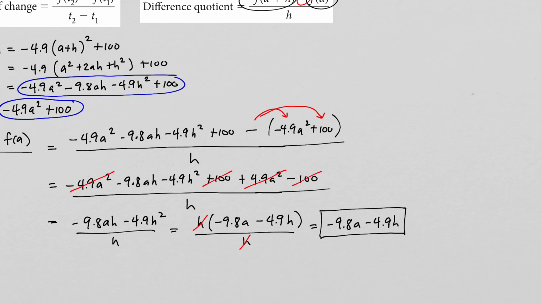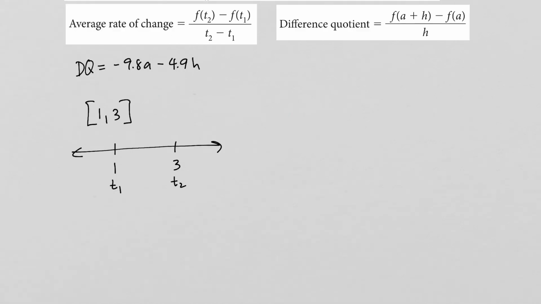Now, I'm going to take that value and save it, and I'm going to show you how what we did in the first part is the same as what we did in the second part. All right, so here's our difference quotient, negative 9.8a minus 4.9h. In the first part of the problem, we found the average rate of change on the interval from 1 to 3. The interval from 1 to 3 means that t1 is 1 and t2 is 3. When you think about this as a and a plus h, the first value is your a value, and the second value is your a plus h value. So h is equal to the distance from here to here, and that distance is 2. So on this particular interval, a is equal to 1 and h is equal to 2.